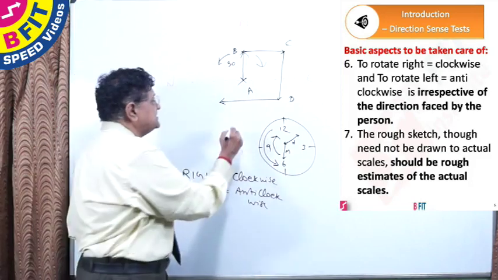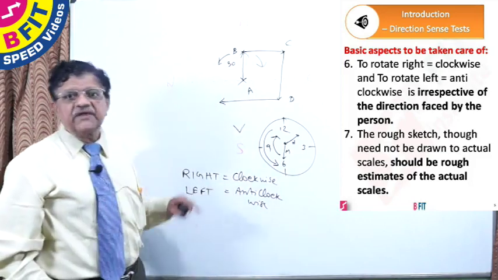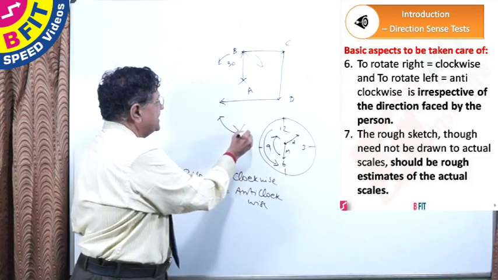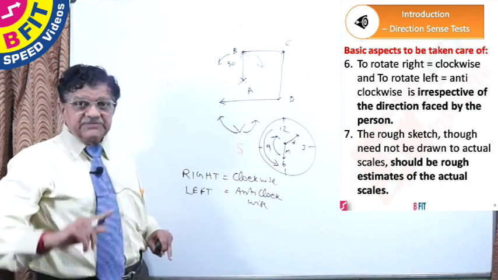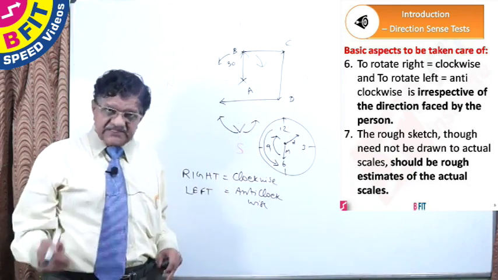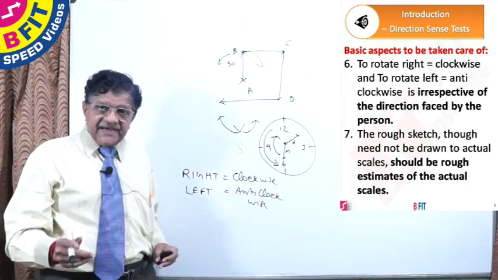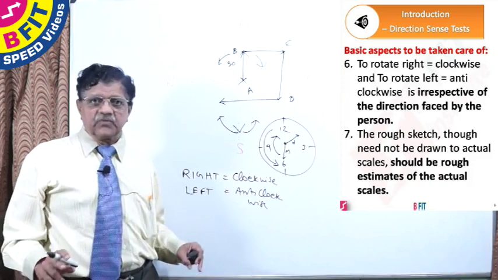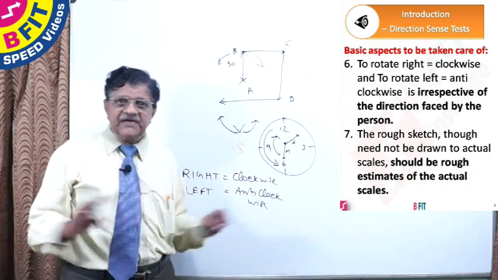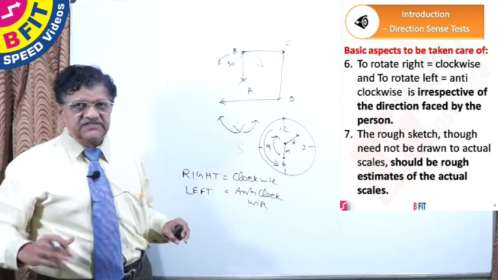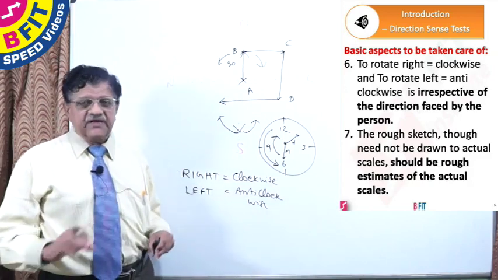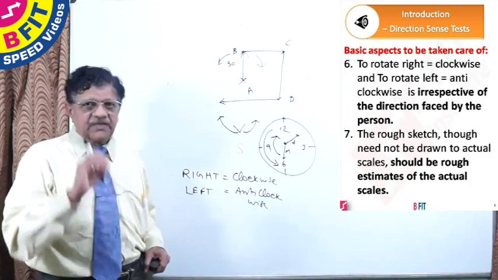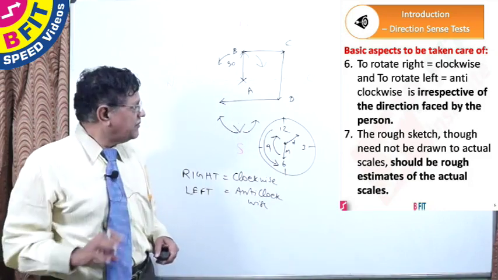Suppose the same person is facing south. For him, which is clockwise? This is clockwise and this is anti-clockwise. Therefore, irrespective of the direction the person is facing, if he turns right, it is always clockwise, and if he turns left, it is always anti-clockwise. So we need not get confused about which direction he is facing. Irrespective of the direction, if he turns right, it is clockwise. If he turns left, it is anti-clockwise.